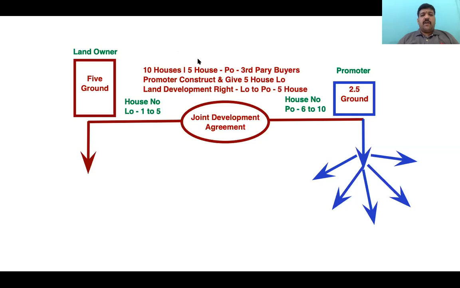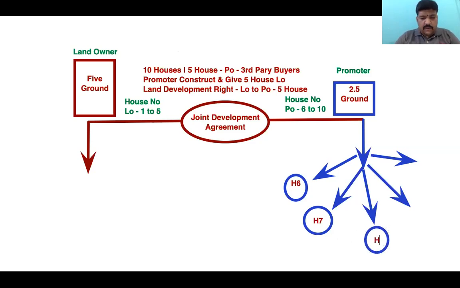Promoter will sell all his flats to various people. This is H6 he sold. There could be an H7 he would have sold, and again H8. You're not bothered about that. I'm just saying for a better understanding, H8, H9 and H10, all are sold by him.